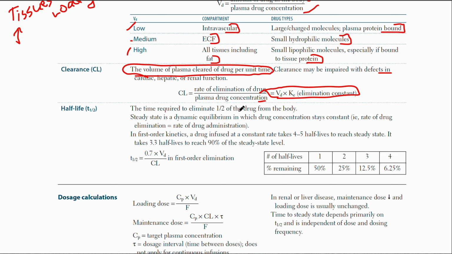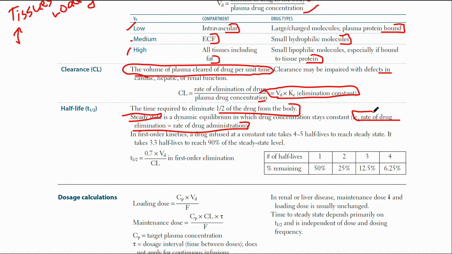So half-life, let's talk about half-life. Half-life is the time required to eliminate half of the drug from the body. It is very easy to understand, right? Steady state, you have to remember this concept right here. Steady state is a dynamic equilibrium where the rate of administration is equal to the rate of elimination. You have to understand this. Steady state, rate of administration equals rate of elimination.